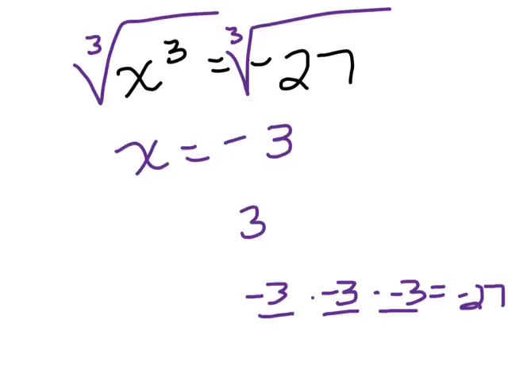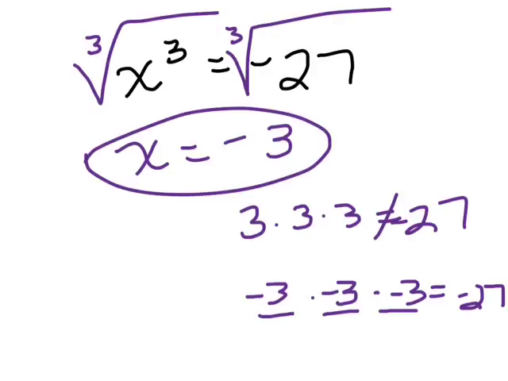Well, let's see. Does 3 times 3 times 3 equal a negative 27? And the answer to that question is no, it does not. So when you have cubes involved, you only have one solution, because when you multiply 3 positives, you'll have a positive number, but when you multiply 3 negatives, it's going to stay negative.